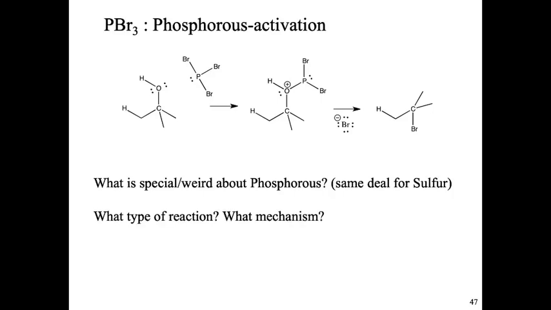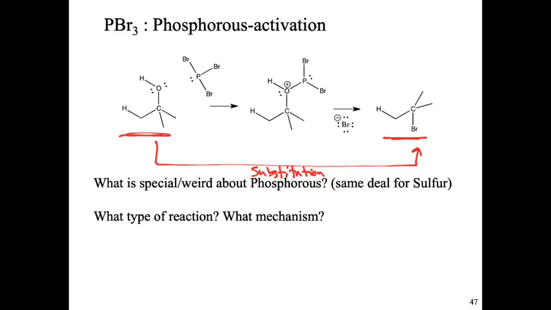What type of reaction did we do? This was a substitution reaction. We look at our reactants to our products. What changed? We just did a substitution. We lost a leaving group. We gained a new atom. Okay? The end result is that we converted an alcohol to an alkyl halide.